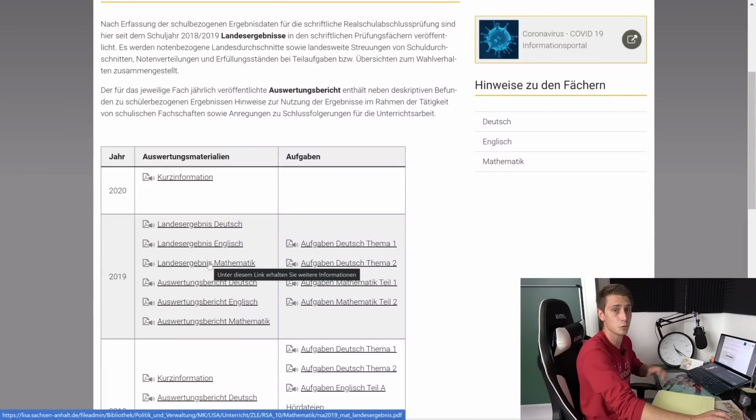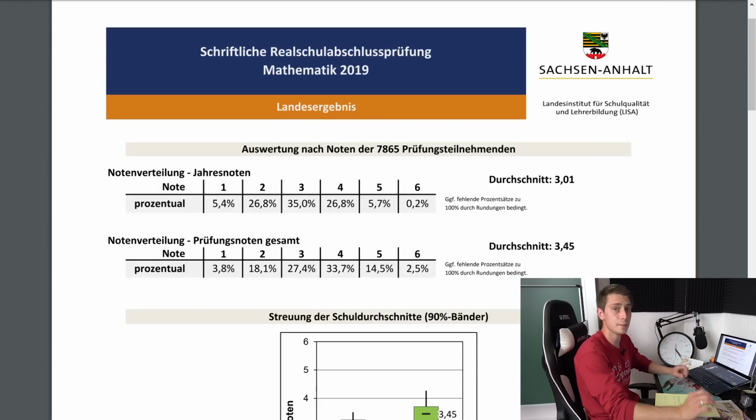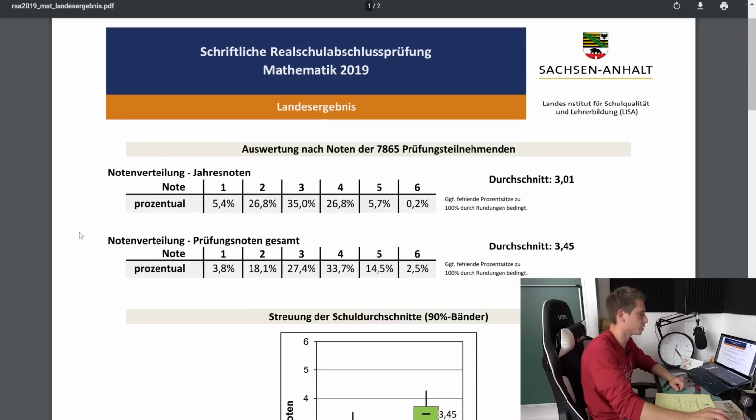So let us take a look at the region-wide results in mathematics. Everything's going to be in German here, but it's not a problem. I'm going to explain everything to you.